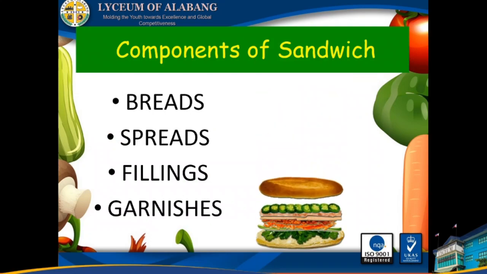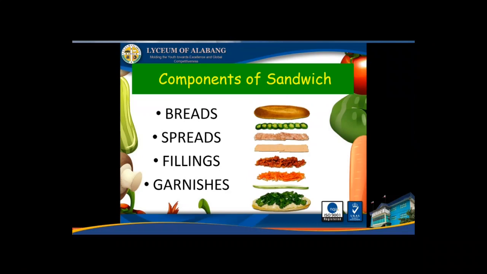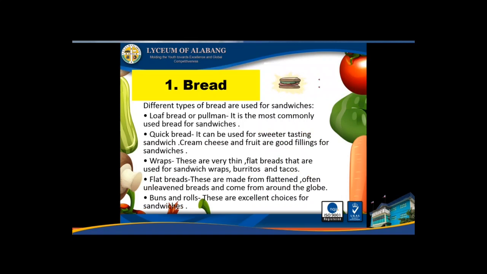Components of sandwiches. We have four parts or structures of sandwiches: the bread, spread, fillings, and garnishes. Number one, bread. We have various types of bread that can be used to make sandwiches, such as loaf bread or pullman, wheat bread, wraps, flatbreads, buns, and rolls. The type of bread has a dramatic effect on the finished fare. The quality of the bread also has a great impact on the quality and taste of the final product.